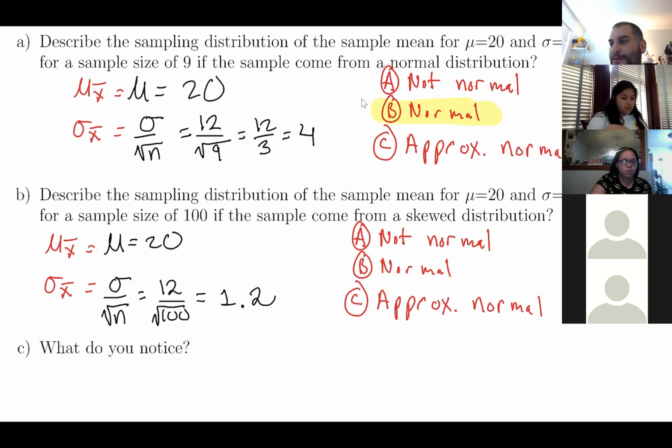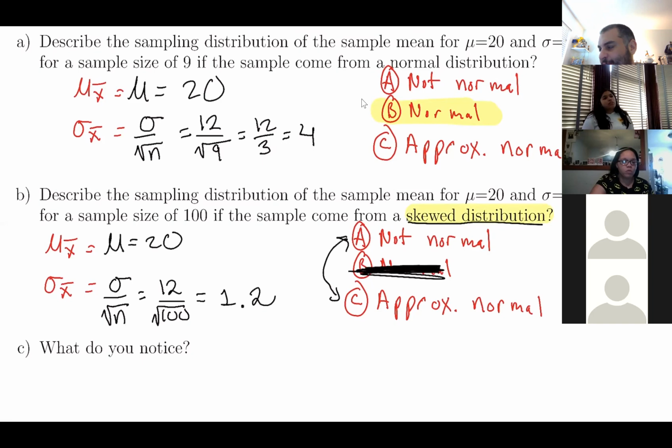No. If you look at it, they actually say it is a skew distribution. So you should already know it's not normal, because in order for it to be normal, the problem has to tell you it's normal. So right now, what we're going to do is either non-normal or approximately normal. So if our data set stays like this, we're going to say it's not normal.